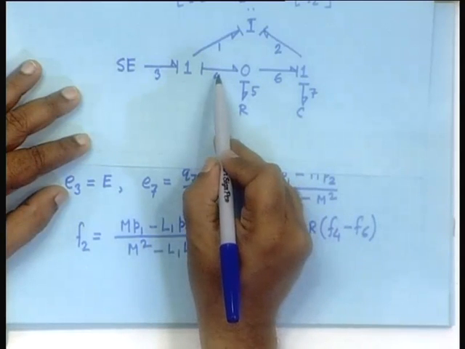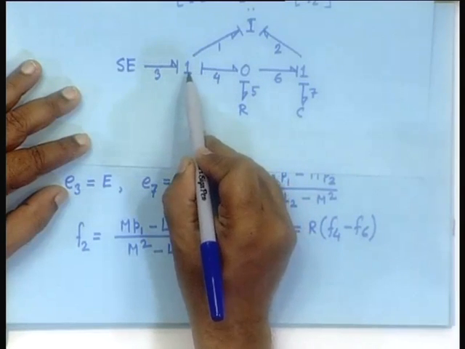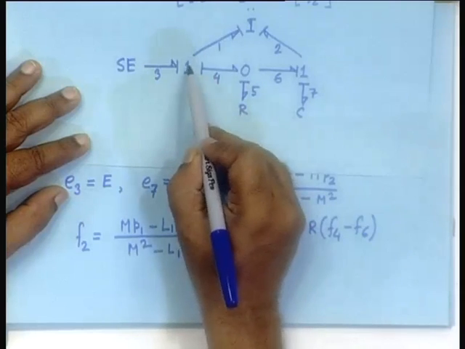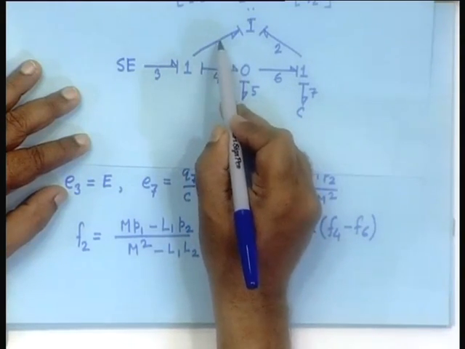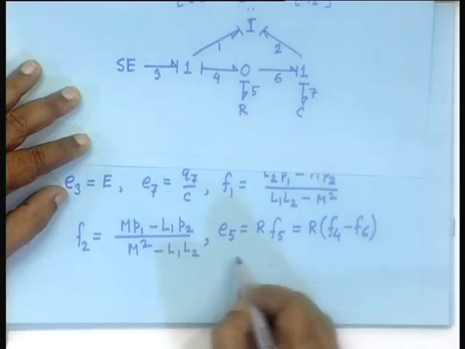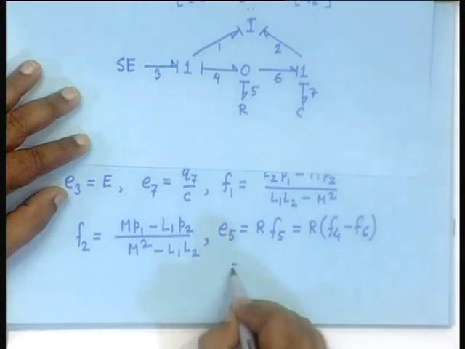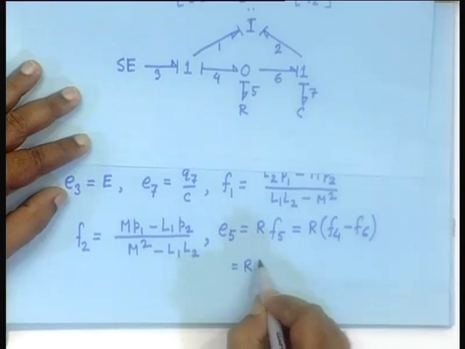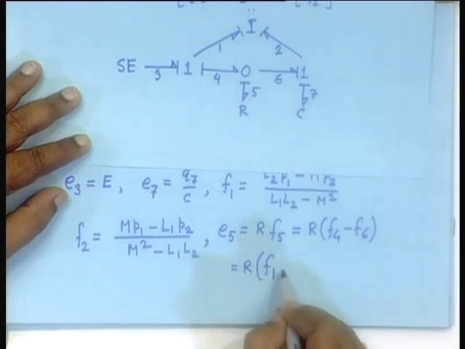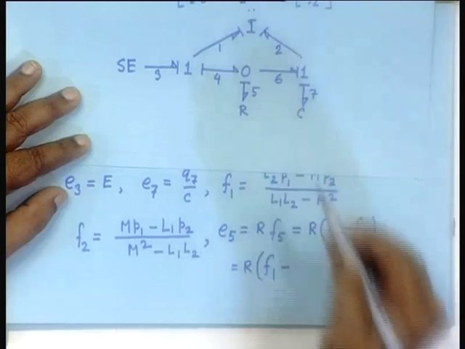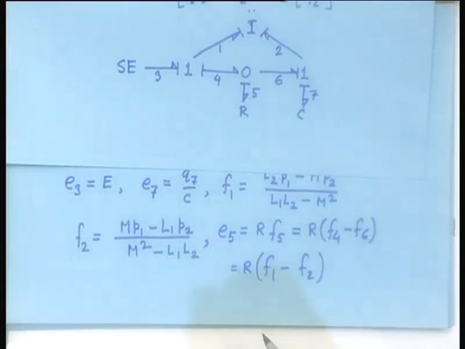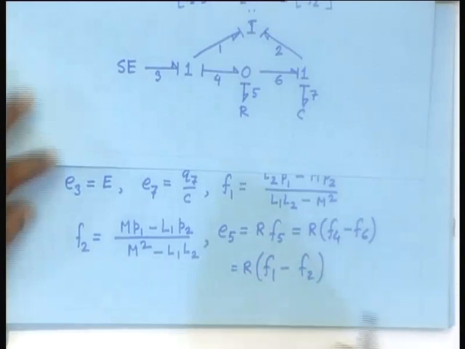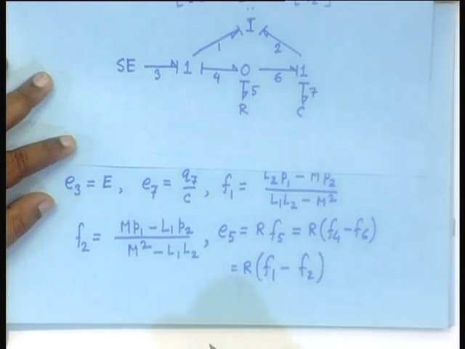Now, F4 is what? It is F1, because it is a one junction where the flow has come in. So, this is the strong bond bringing in the flow information F1. So, this is equal to R times F1 minus F6. F6 is what? Again F2. So, subtract these two, you will get it.